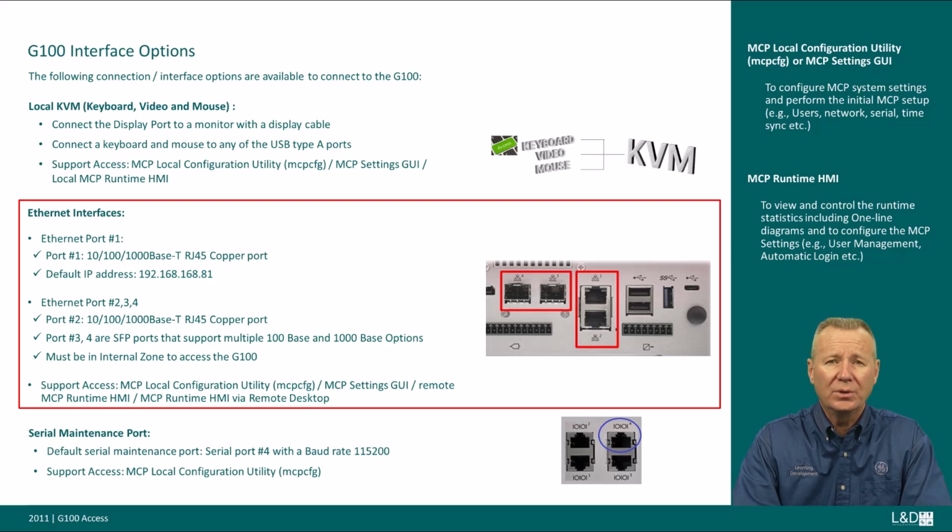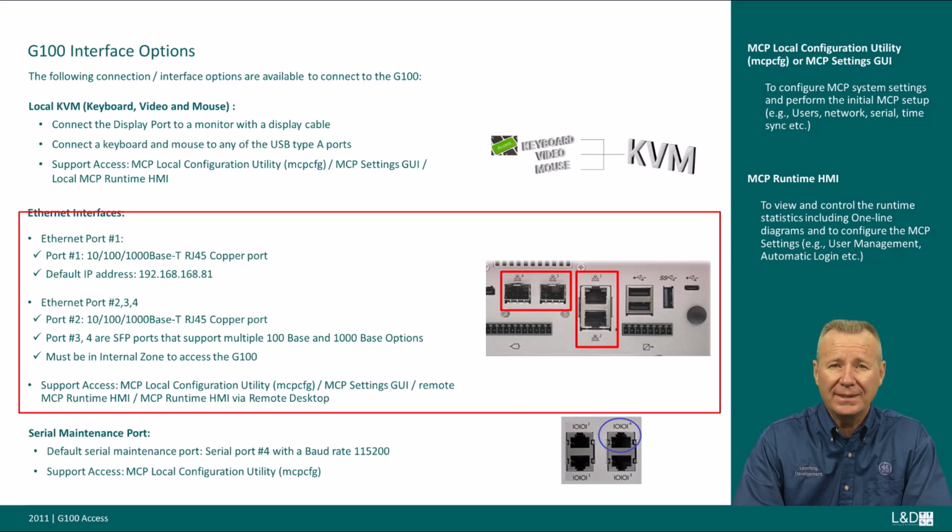Port number 2 is a 10/100/1000 Base-T RJ45 copper port. Port number 3 and 4 are SFP ports that support multiple 100 Base and 1000 Base options. You must be in the internal zone to access the G100. Support access: MCP Local Configuration Utility, MCP Settings GUI, Remote Runtime HMI, MCP Runtime HMI via the remote desktop.